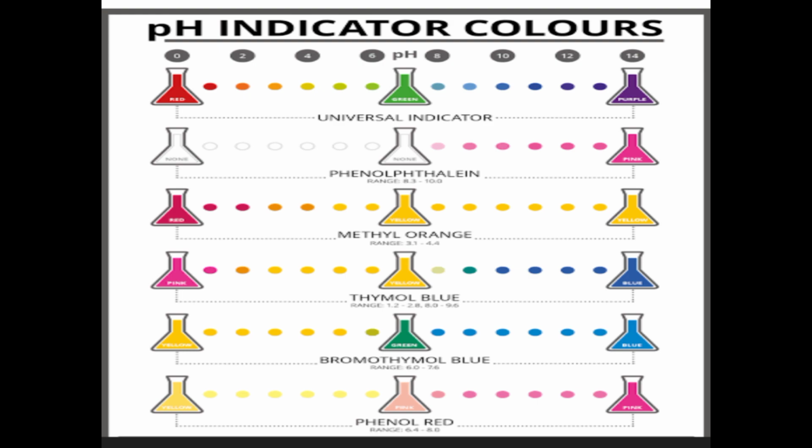Bromothymol blue gives a blue color, different shades of blue, in a basic media, and gives yellow colors in acidic media. Phenol red gives various shades of pink in basic media and gives yellow color in acidic media.